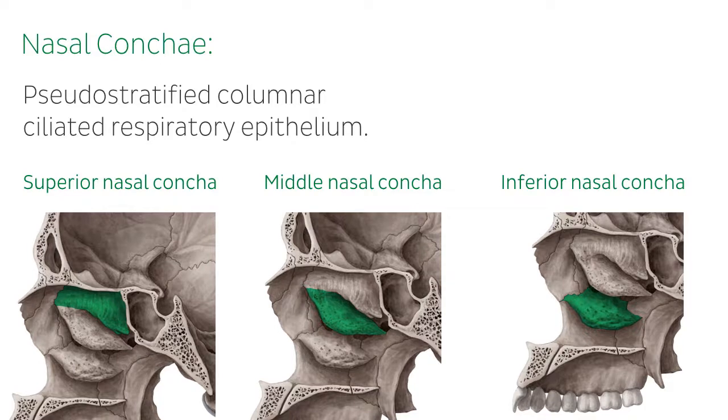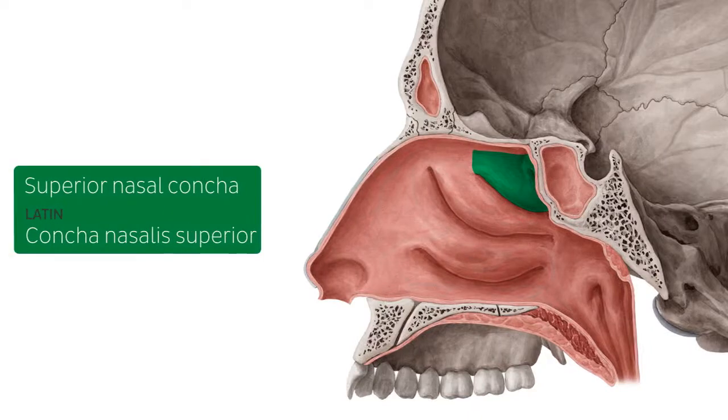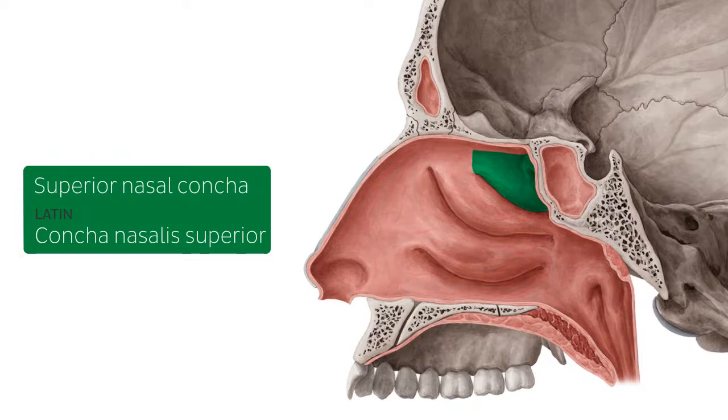The conchae are responsible for the majority of airflow direction, humidification, heating, and filtering of the air inhaled through the nose. Now let's look at each of the three individual nasal conchae in more detail. So here we see the first of the three nasal conchae found on the lateral wall of the nasal cavity, the superior nasal concha.